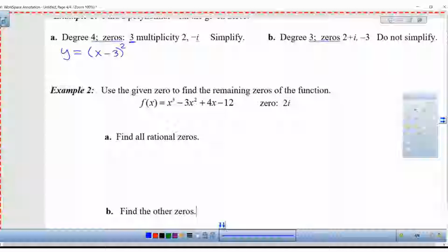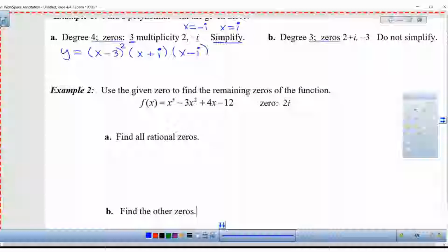Now you have a negative i, which gives you an x plus i. The reason that gives you x plus i is because if you had x equals negative i, the negative i comes over and becomes a positive. But remember, i's come in conjugate pairs. So if you have a negative i, you also have a positive i. So the positive i comes over to the other side and you get x minus i. Make sure you dot those i's very clearly so I can see. And you have exponents of 2, 3, 4, and it's degree 4. Okay, simplify means to multiply it out.